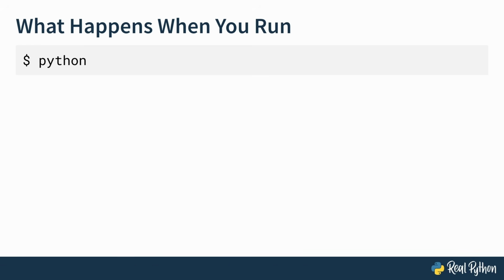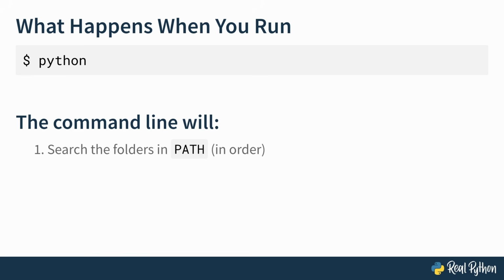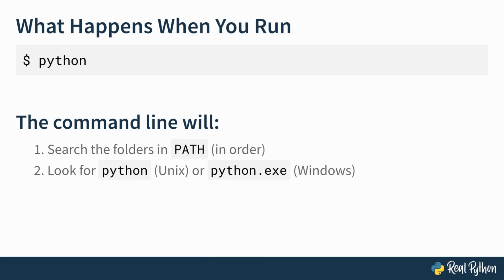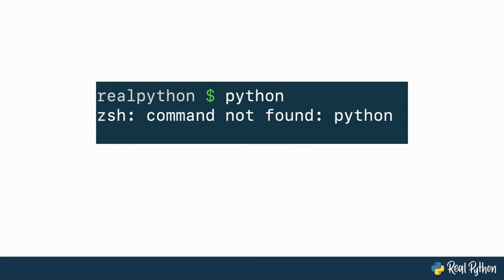And what happens when you run Python in the command line? Your terminal will search the folders inside of path in order and look for an executable called Python or python.exe. If it's found, it will run it. And if it's not found in any of the paths, then it returns an error. So you might get something like this, command not found Python, or on Windows, it might open up the Windows Store and prompt you to install Python.